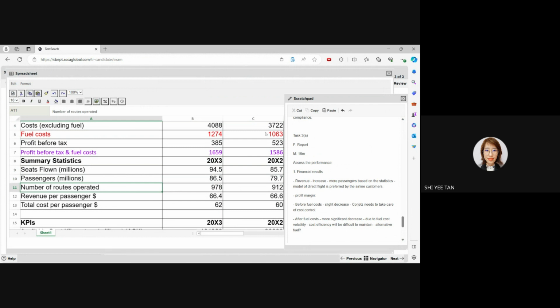Number of routes operated, also more. You can also put this as one of the reasons. Number of routes is getting more. Of course, we will have more revenue. We will have more customers, right? Number of routes operated.